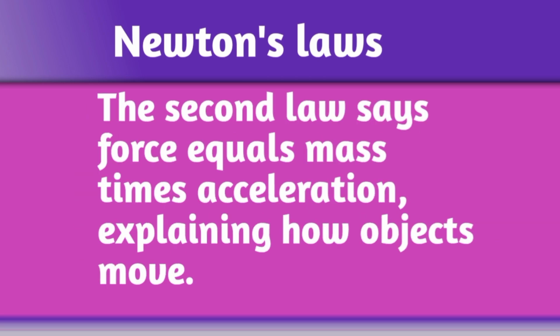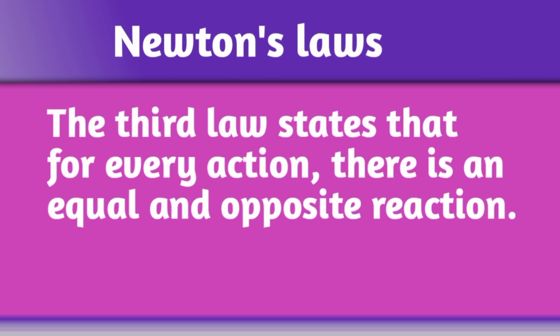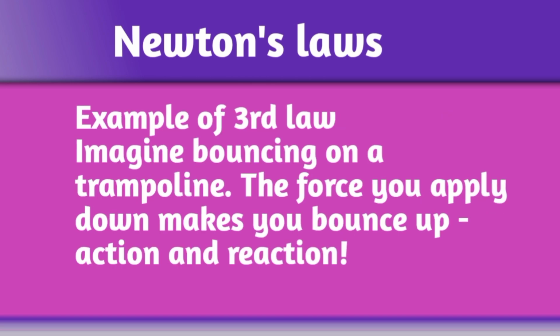The second law says force equals mass times acceleration, explaining how objects move. Example of second law: when you push a shopping cart with more force, it accelerates faster due to the second law. The third law states that for every action there is an equal and opposite reaction. Example of third law: imagine bouncing on a trampoline. The force you apply down makes you bounce up, action and reaction.